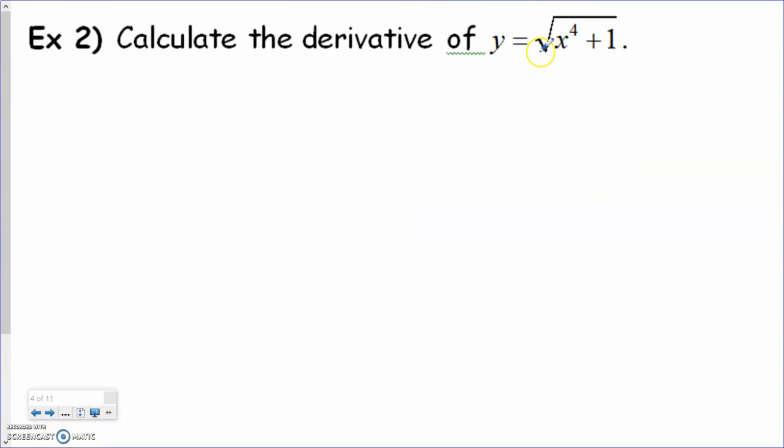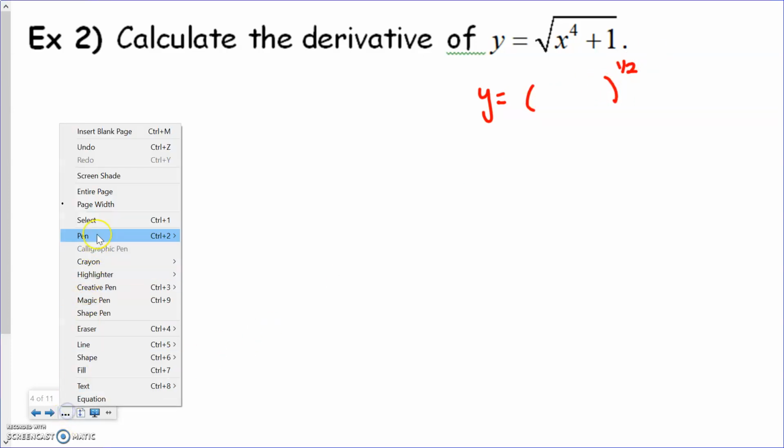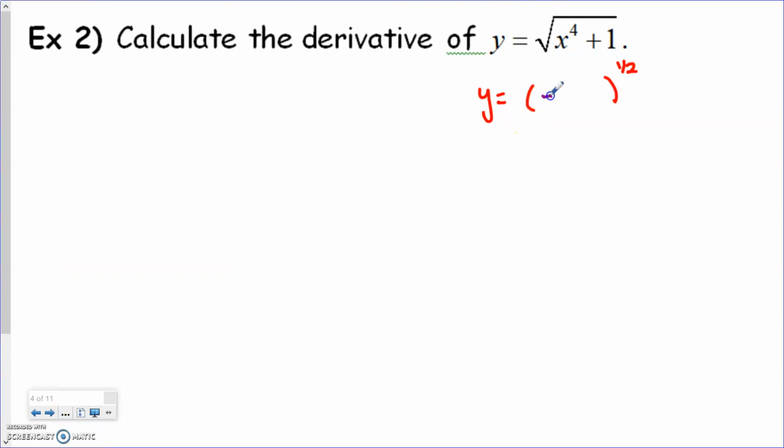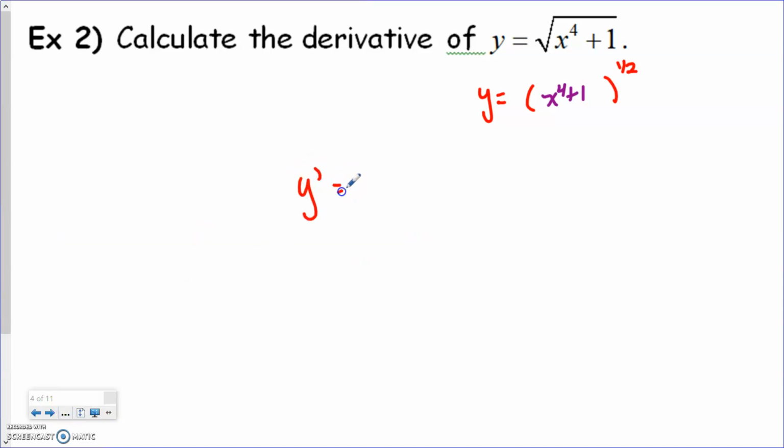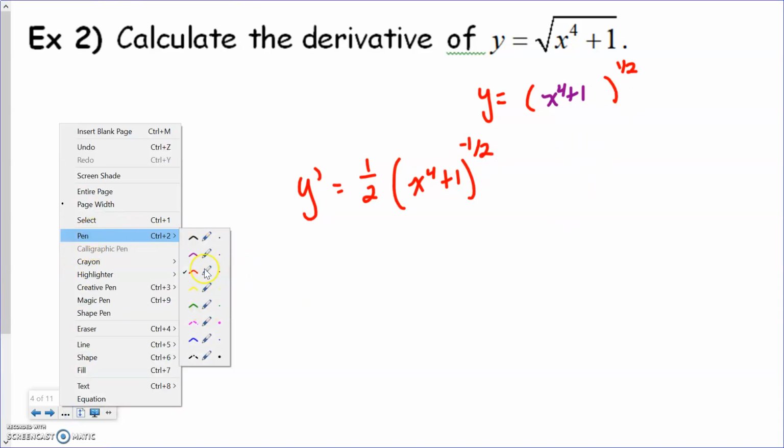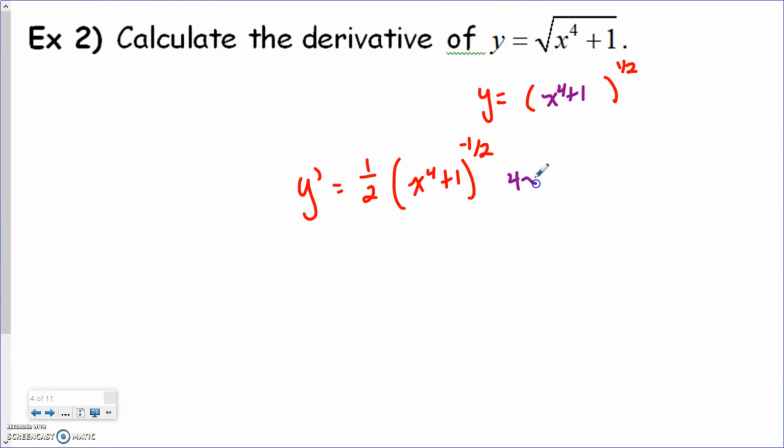Let's do another one. Outer function is going to be this 1/2 power. The inner function is going to be the x to the fourth plus 1. So we're going to deal with the outer function first. So y prime equals, multiply by the exponent, keep the inner part the same, and then subtract 1 from the exponent, and then multiply by the derivative of the inner function. So the derivative of x to the fourth is 4x to the third, and the derivative of 1 is 0.